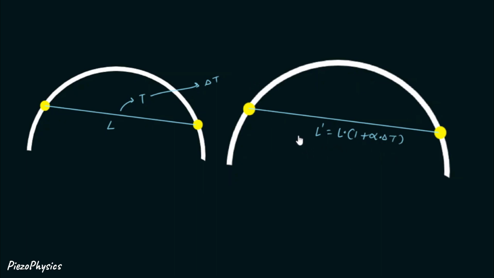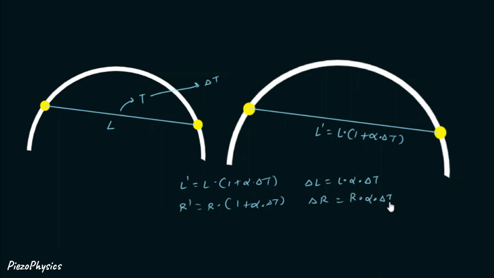So we have to remember three formulas. One corresponds to length, which will be equal to L into 1 plus alpha into delta T, or else delta L equals L into alpha into delta T. The second formula is of radius, that equals R into 1 plus alpha into delta T. If we take the change in radius, that will be equal to R into alpha into delta T. So this is our main concept of linear expansion. Now let us solve some numericals so we can get a better idea how to approach the problems.